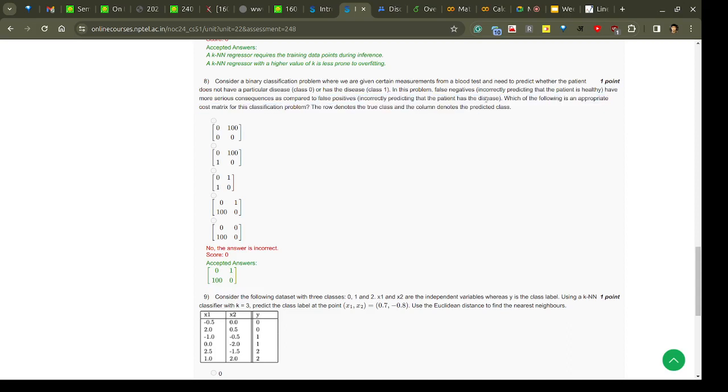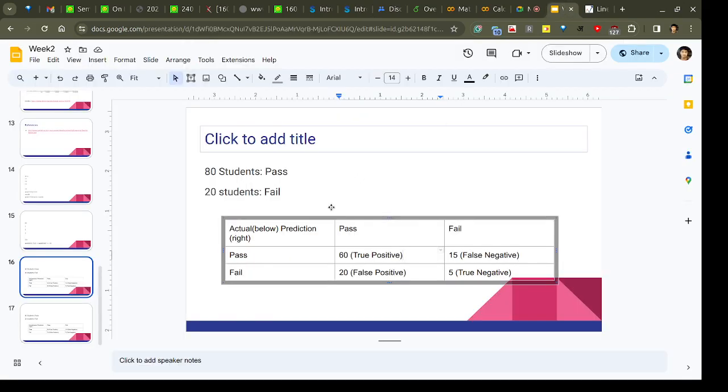So this should have a higher number than the false positive. False negative should have higher priority. So we can say, if we take this as false negative, it should have say 100, and this should have say 1, and true positive is 0, because this is not dangerous at all, we are just telling the true thing. This is considering actual is below and prediction is on the right.